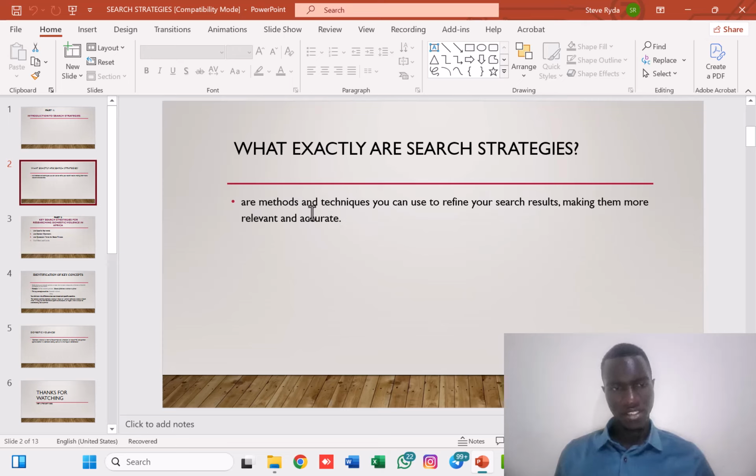Search strategies are methods and techniques you can use to refine your search results, making them more relevant and accurate. I want us to understand this concept. Methods and techniques are the keywords here. These are techniques or methods we are going to use to refine our results, making them more accurate and relevant to the topic that we shall be referring them to.